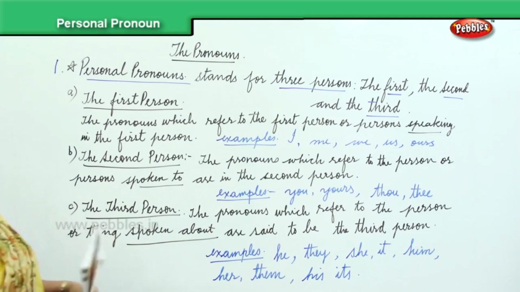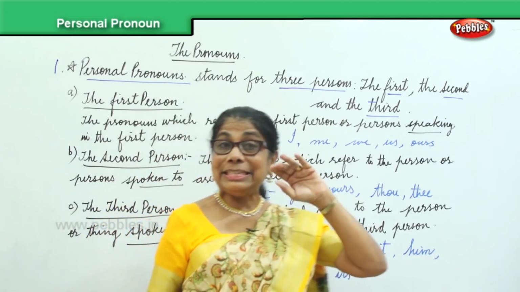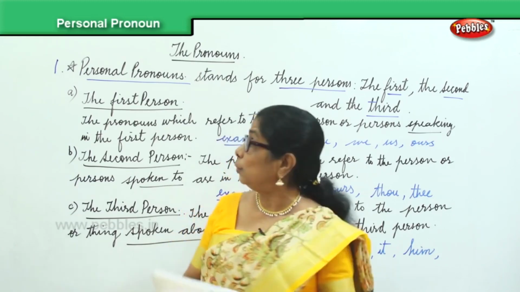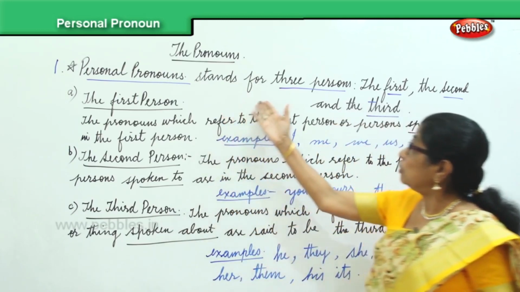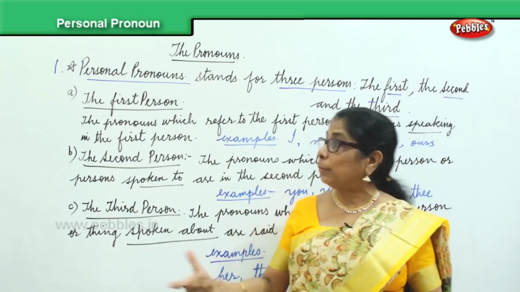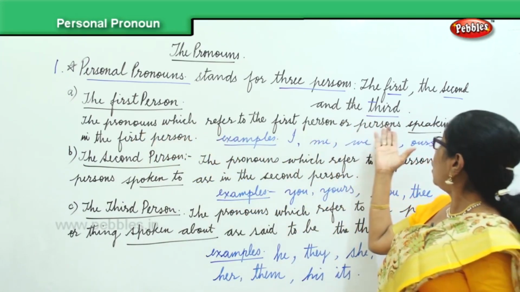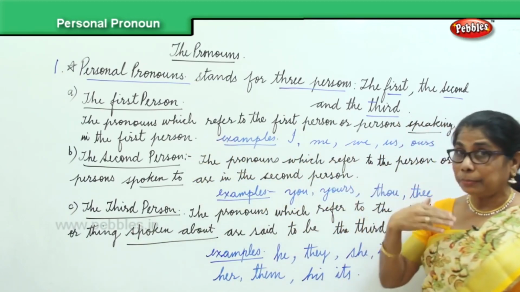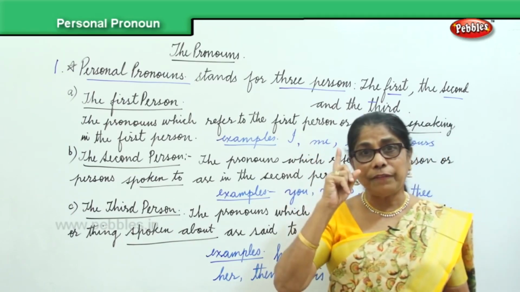We are talking about pronouns. The pronoun has 9 divisions, 9 kinds of pronoun. The first of it that we are doing is the personal pronoun. The personal pronoun stands for 3 persons: the first person, the second person, and the third. When you say the first person, the pronouns refer to the person or persons speaking in the first person. Example: I, me, we, us, are. They are all of the first person.